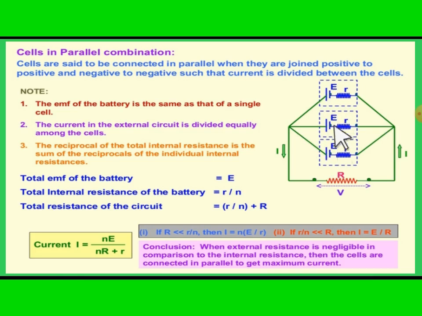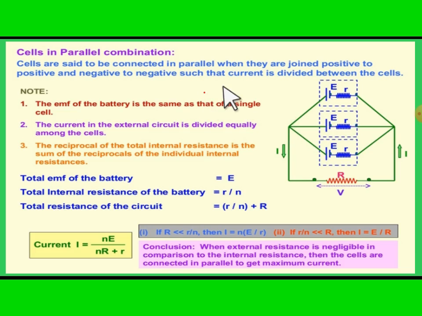So as these are identical cells, what happens? The potential difference across these different individual cells will have the same EMF, E. The potential difference here is E, no doubt, here also E. So this E will be the total potential difference, or EMF you can call it, being connected in parallel. Now the total internal resistance, you can take it like this.